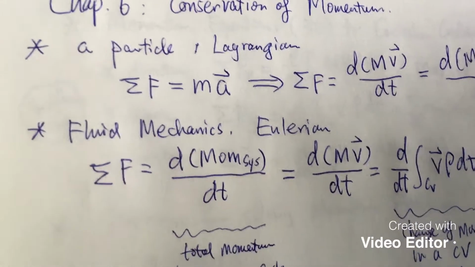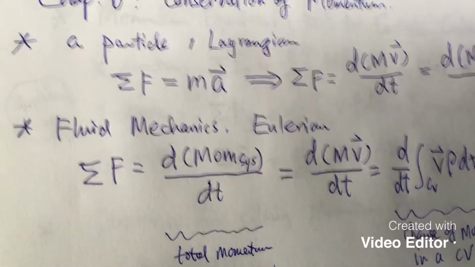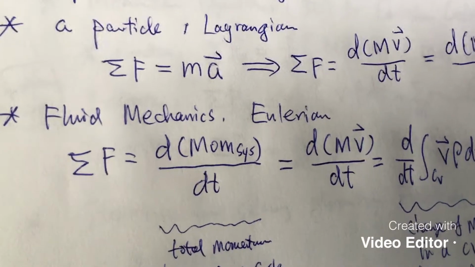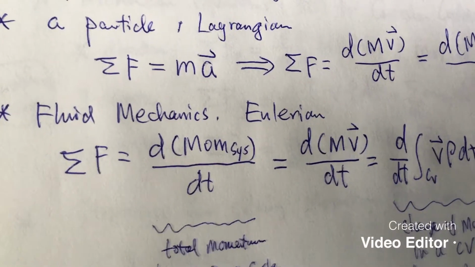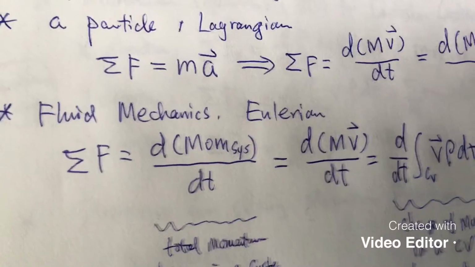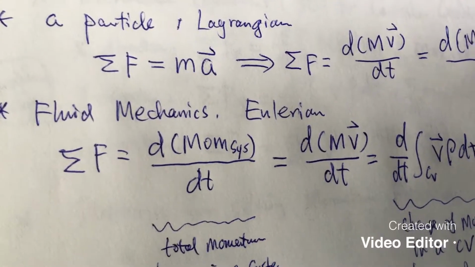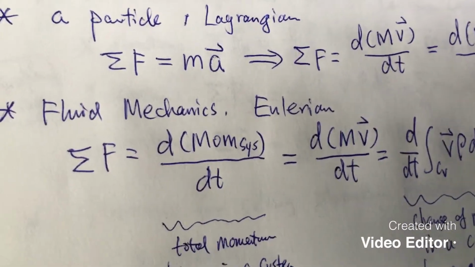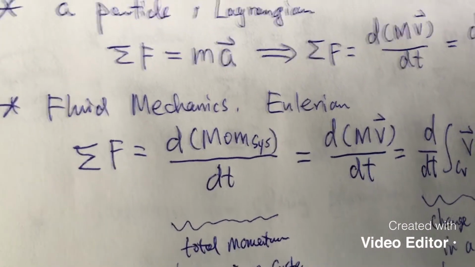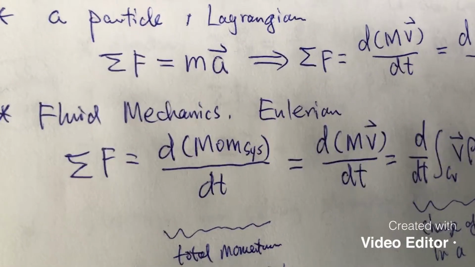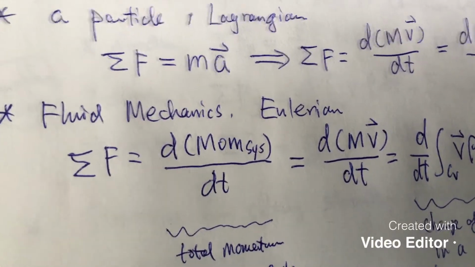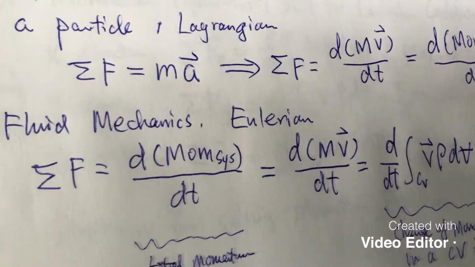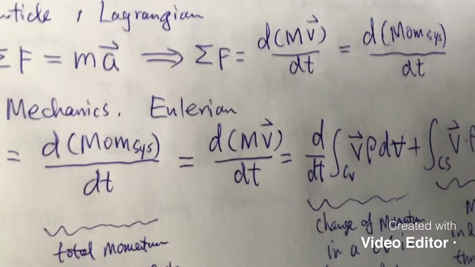Okay, so now we'll look at fluid mechanics. It looks a little different. Initially the equation is still the same: the summation of force equals d momentum of the system over dt, which equals d(mv)/dt. But remember, our velocity is not like the velocity in solid mechanics. It's not just v(t). It's a function of x, y, z, and t. So if you take the derivative with respect to t, it will be different.